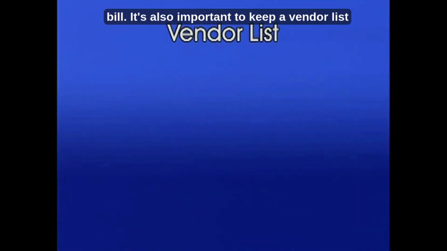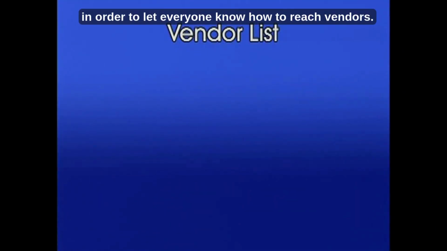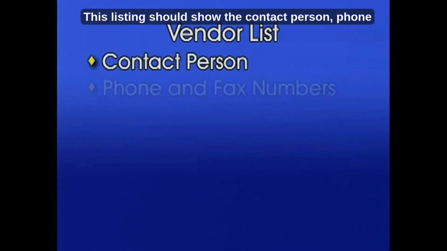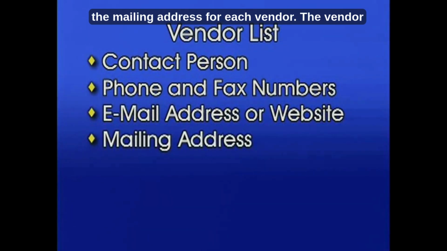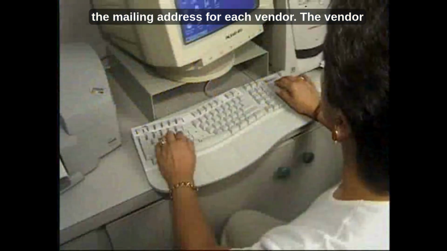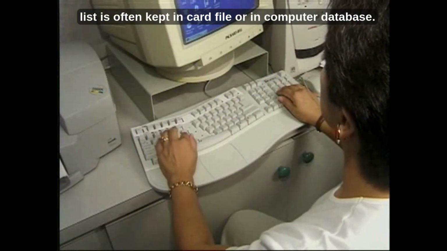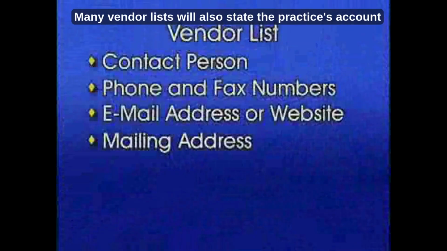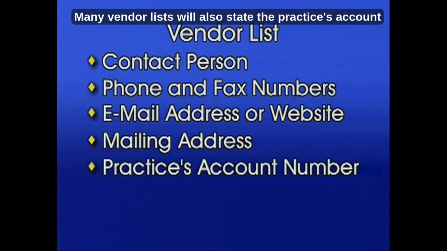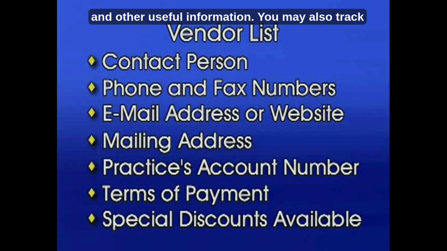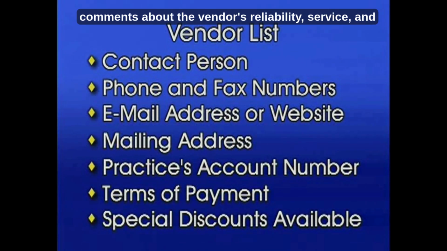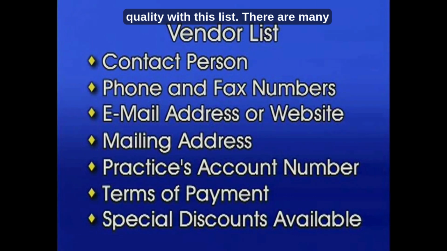It's also important to keep a vendor list in order to let everyone know how to reach vendors. This listing should show the contact person, phone and fax number, email address or website, and the mailing address for each vendor. The vendor list is often kept in a card file or in a computer database. Many vendor lists will also state the practice's account number, terms of payment, special discounts available, and other useful information. You may also track comments about the vendor's reliability, service, and quality with this list.